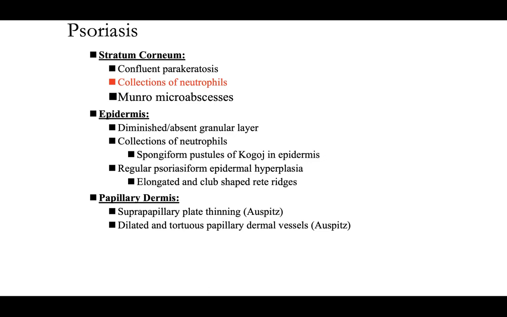Now, the Auspitz sign is when you can actually scrape a psoriasis plaque and you'll get pinpoint bleeding in those areas where the epidermis was very thin and the dermal blood vessels were easily exposed to the exterior environment, resulting in bleeding. Dilated and tortuous papillary dermal vessels are also classic in untreated psoriasis.